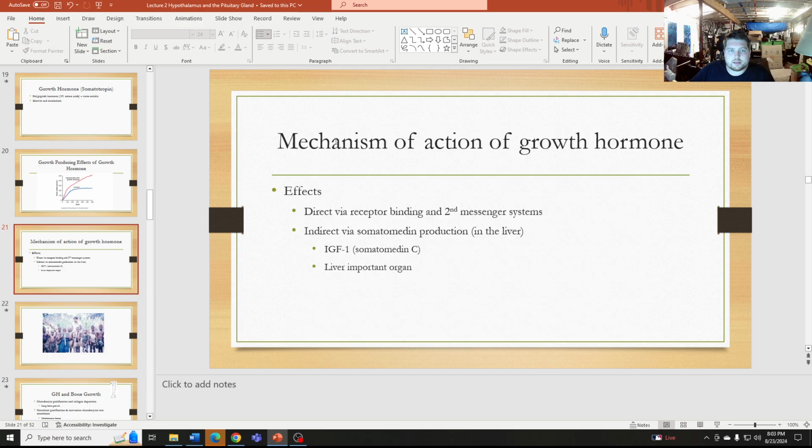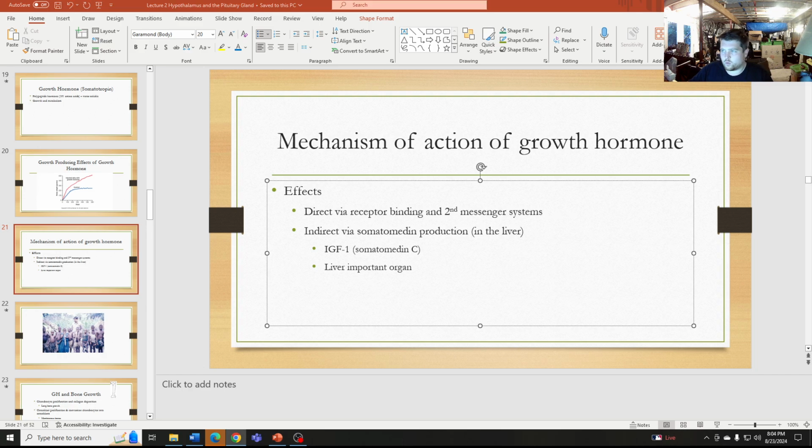So the mechanism of action of growth hormone is it has a direct effect via a receptor binding and then a second messenger system. So there's two different ways that it has its effects. Actually, direct. I don't want to get too specific into the names of everything.